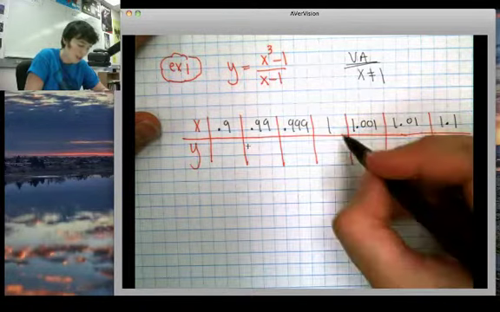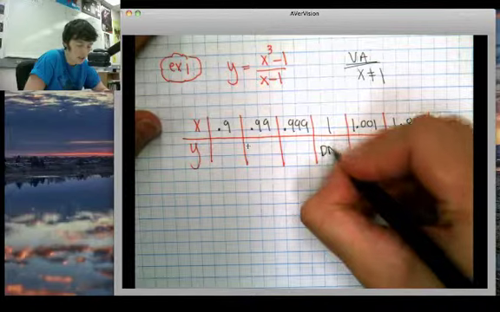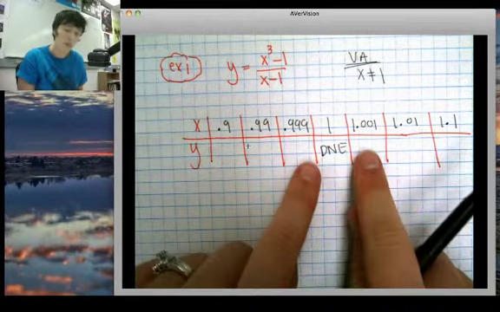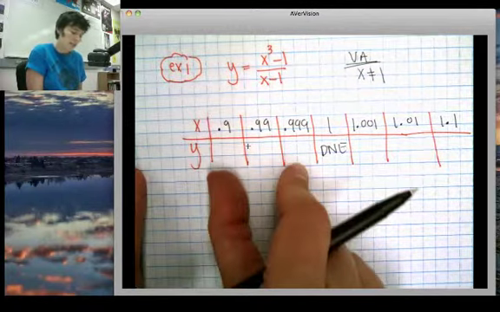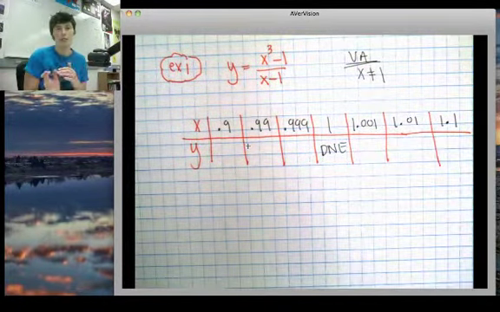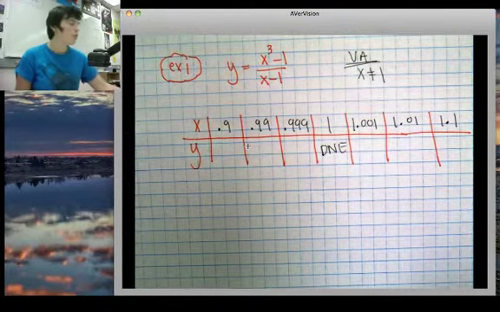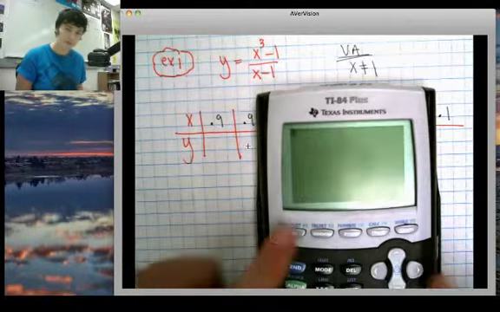Now if I plug in 1, I'm going to get DNE. It's undefined. It doesn't work. But all of these other numbers should work. And this is what a good table looks like. It's got 3 values on the left, 3 values on the right. You want 3 on the left, 3 on the right to have a really good table. So most of that work is going to happen on the calculator.